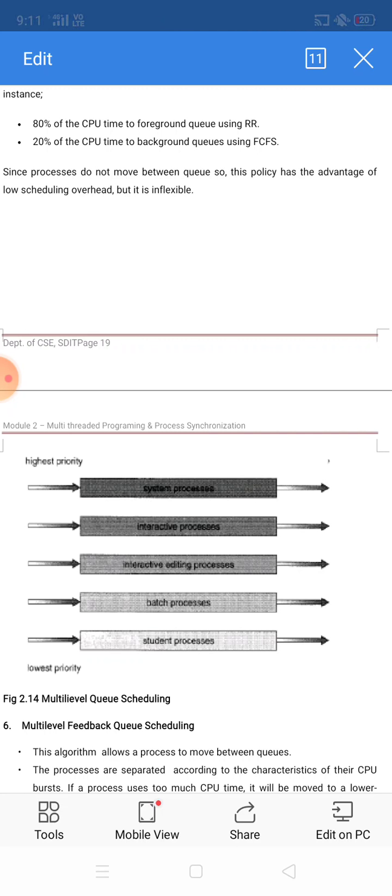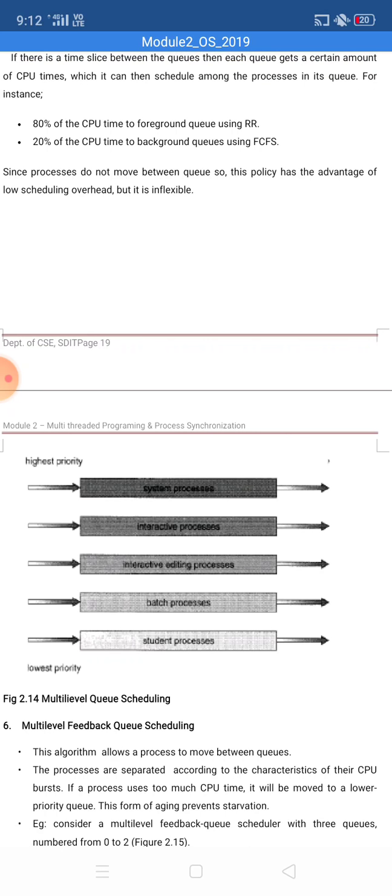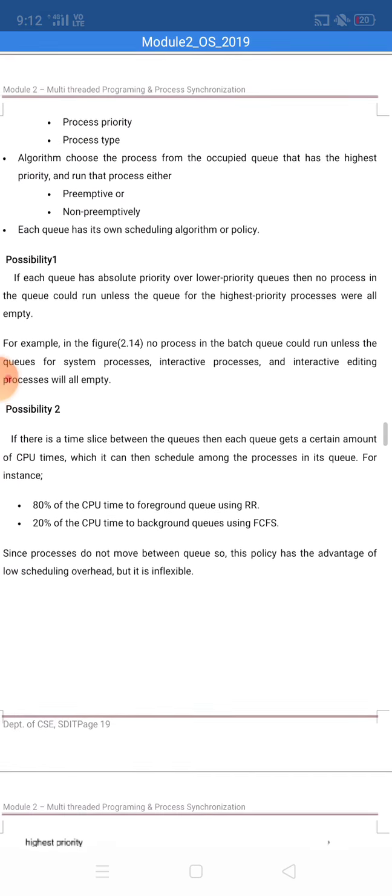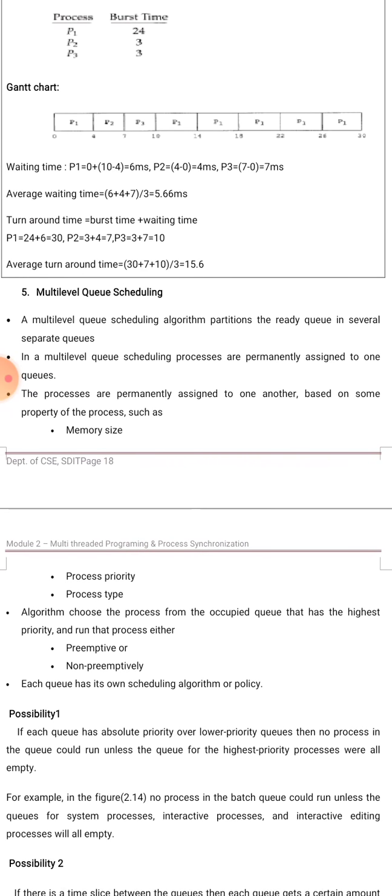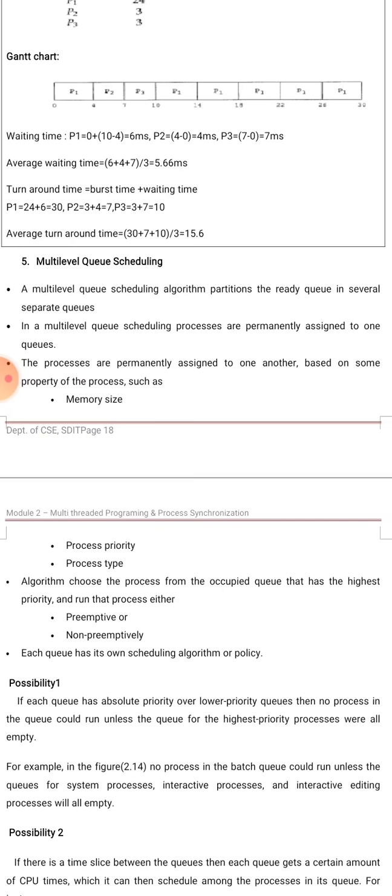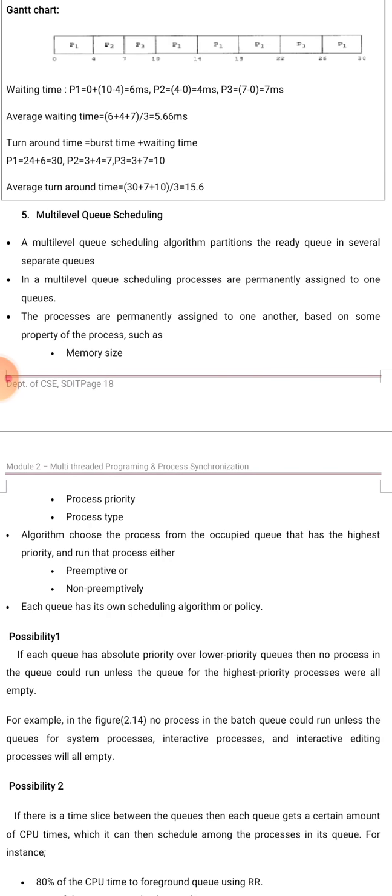You can see in the diagram the system processes have the highest priority and the student processes have the lowest priority. So the first point we have to say under multi-level queue scheduling is that the ready queue is partitioned into several queues. In multi-level queue scheduling, processes are permanently assigned to one queue.